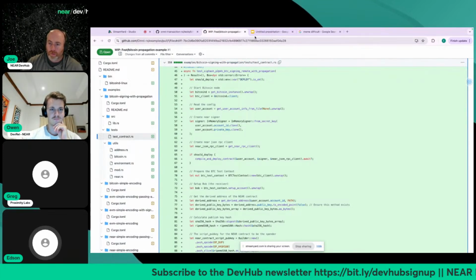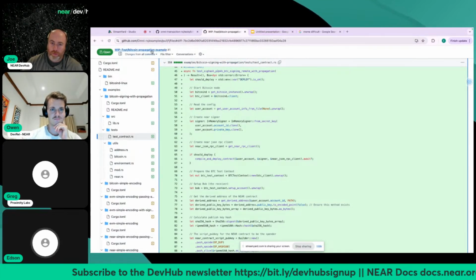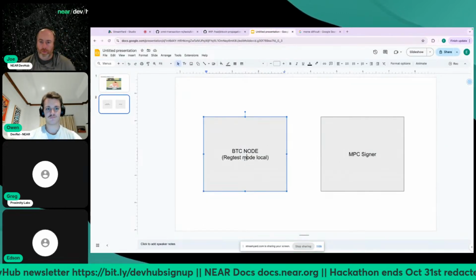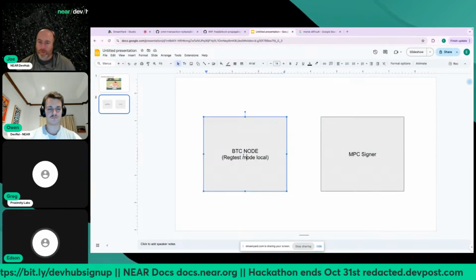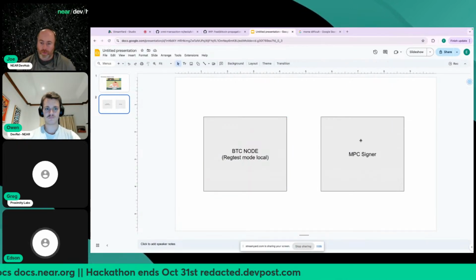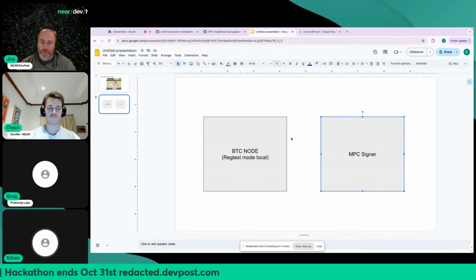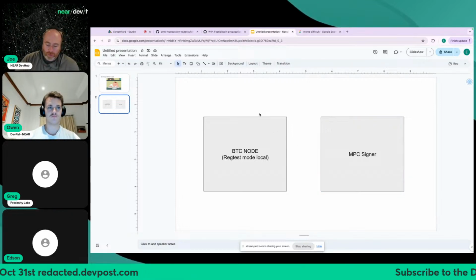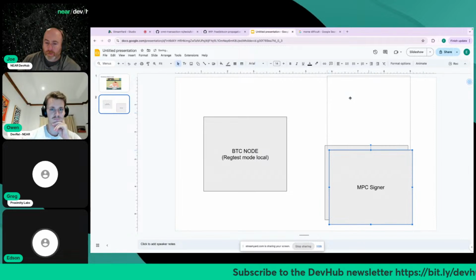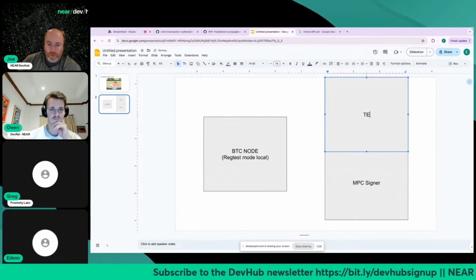And actually, the Bitcoin propagation example is exactly this. I create my BTC locally, I deploy my NEAR contract, and then I also call the MPC signer. Okay, actually, this example would be like this. Sorry, because I forgot testnet.